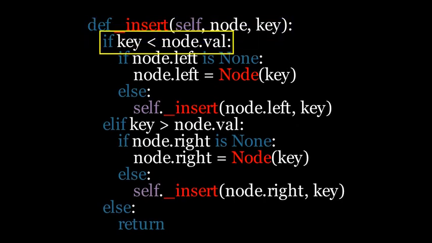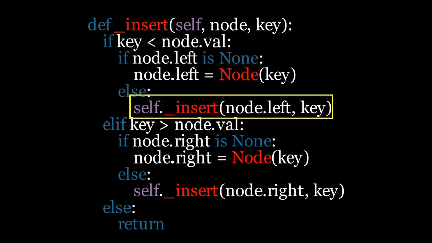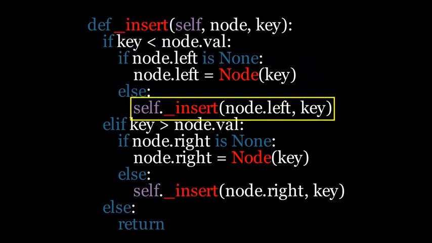If the key is less than the current node's value, the algorithm checks if the left child of the current node is none. If it is none, it means the correct position for the new key has been found, so a new node with the key is created and set as the left child. If the left child is not none, the _insert method is called recursively on the left child to continue searching for the correct position.